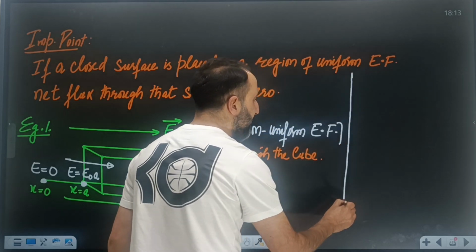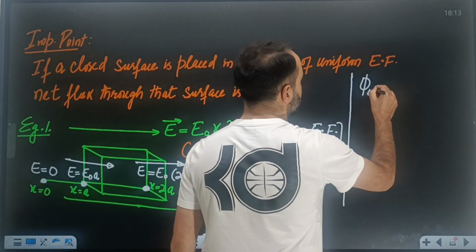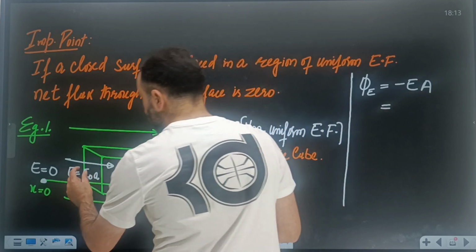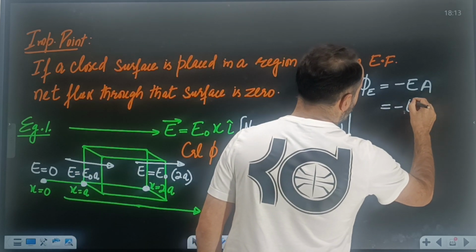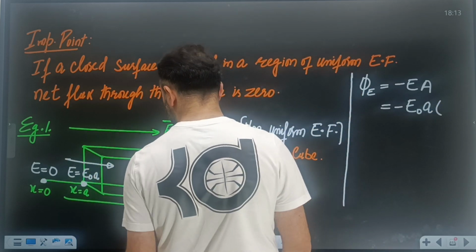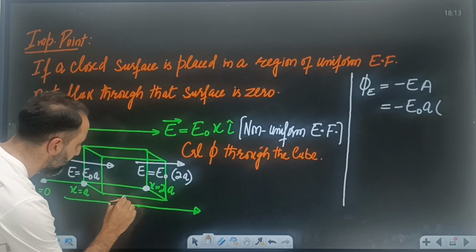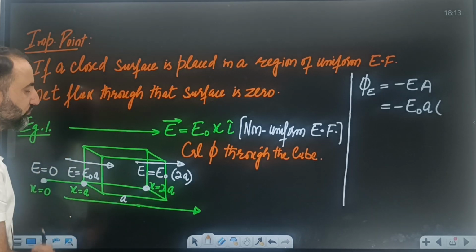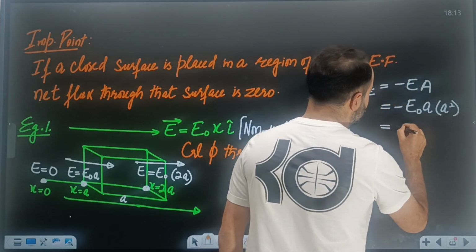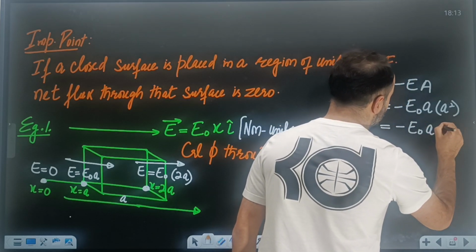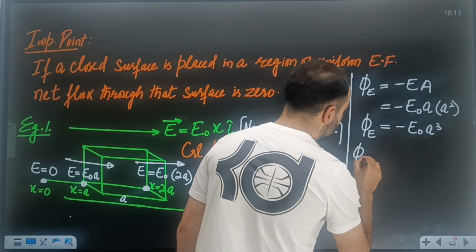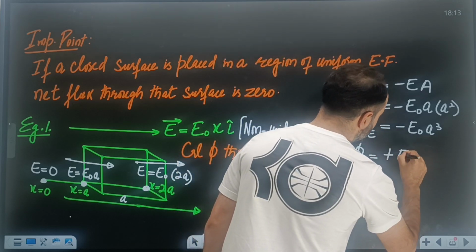So let me write down here what is the flux entering. Flux entering is equal to minus E multiplied by area. Now what is the electric field here? It is E naught multiplied by a. What about the area of this square? Its side is given as a, because here x is equal to a and x is equal to 2a, so the side is a. So its area will be equal to a squared. So electric flux entering is equal to minus E naught multiplied by a cubed. This is negative. Then what about flux leaving? Flux leaving will be equal to plus E multiplied by area.